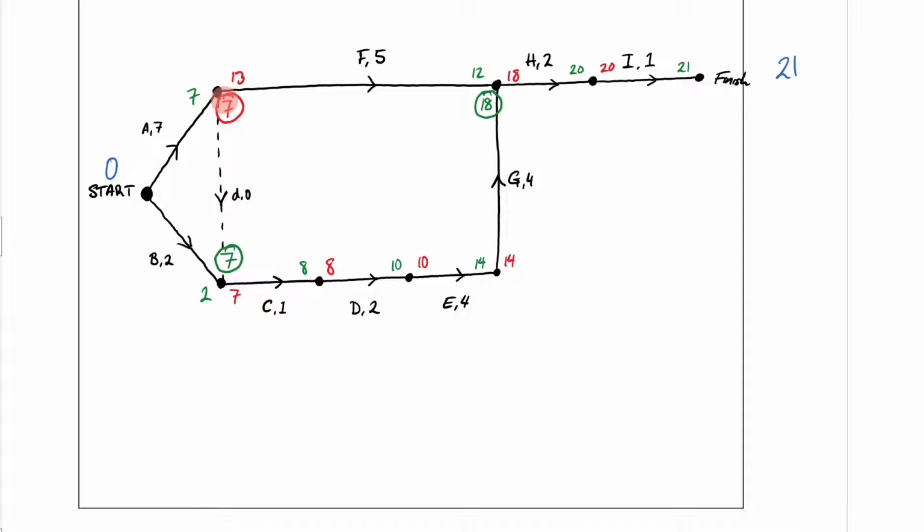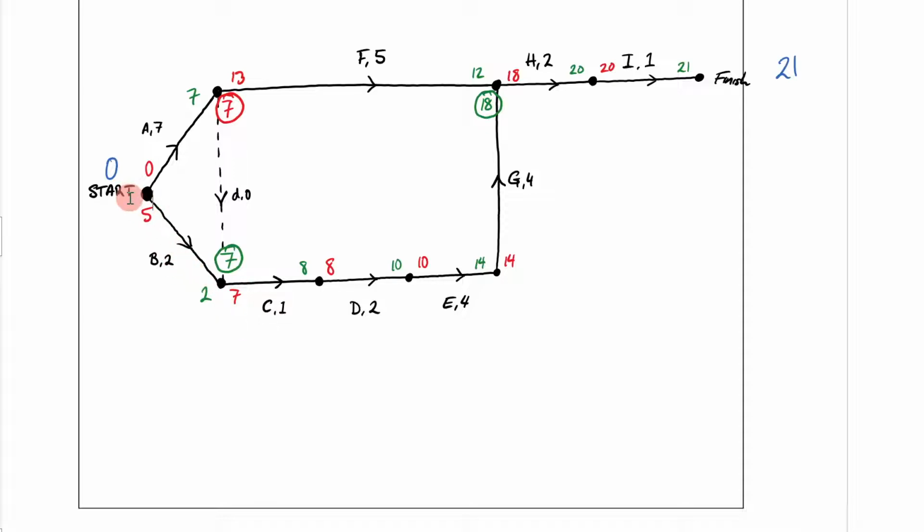So remember, when you're forward scanning, you're taking the bigger number. When you're backward scanning, you're taking the smaller number. So let me say that again. When you're forward scanning, you take the bigger number. When you're backward scanning, you take the smaller number. So now I'm going to go 7 minus 7 is 0. And then I'll come here, and I will go 7 minus 2 is 5.